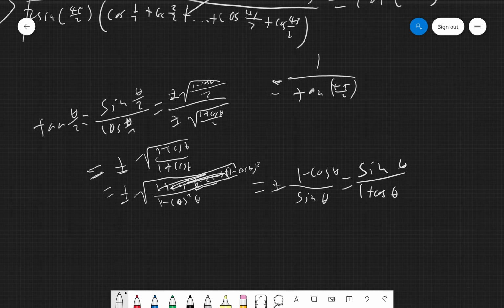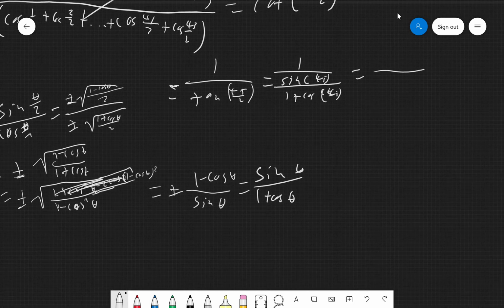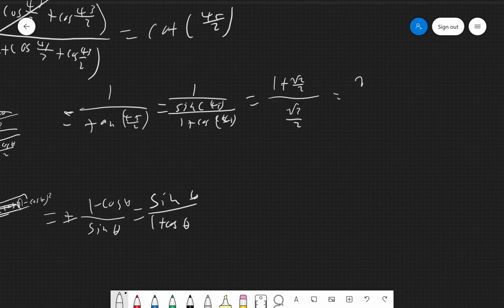So now let's move on to this. So this is equal to 1 over the sine of 45 over 1 plus the cosine of 45. Sometimes I'm going to use the left one, sometimes I'm going to use the right one. The right one actually has a plus and sine on the top, so that's pretty good. So now that is equal to, reciprocating it, 1 plus cosine over sine. We evaluate them, we get 1 plus root 2 over 2, over root 2 over 2, and that's equal to root 2 plus 2 over 2, over root 2 over 2, and that's equal to root 2 plus 2 over root 2.